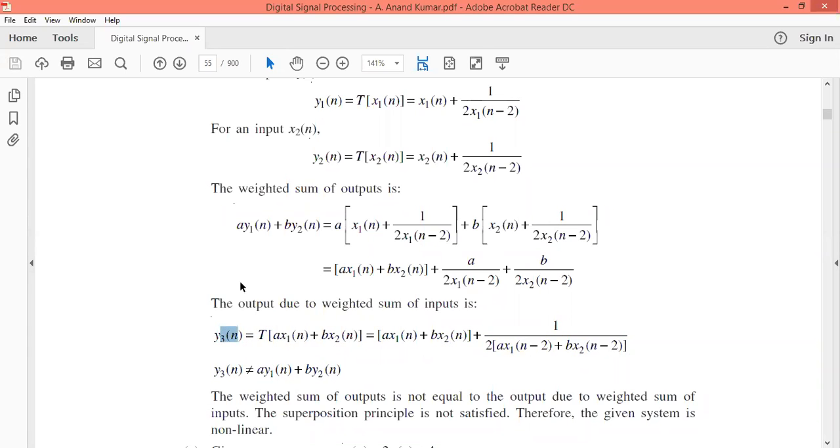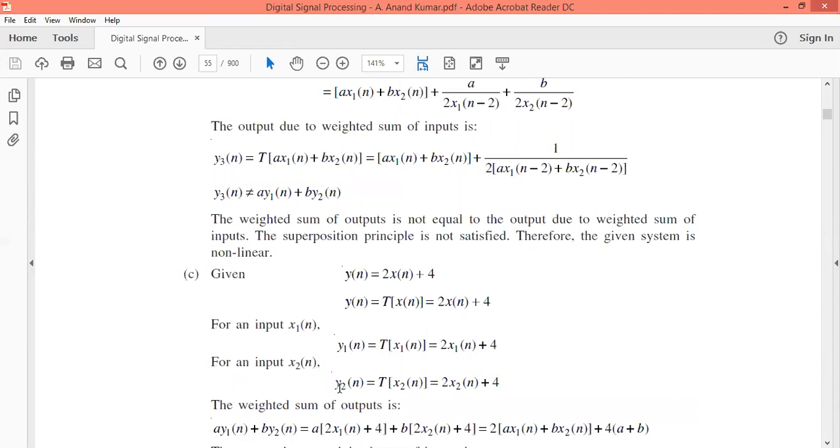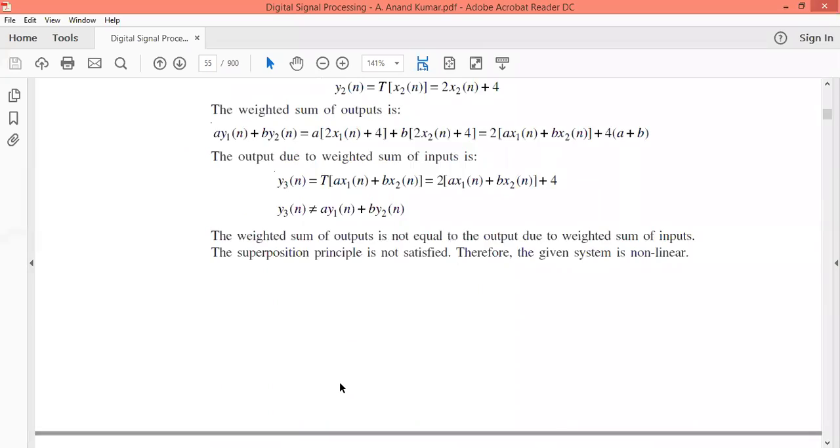You check whether y3 is equal to a y1 plus b y2. If y3 is equal to a y1 plus b y2, then it is linear. Since in this case y3 of n is not equal to a y1 plus b y2, these two are not the same, so this is a non-linear system. Like that we have some examples here.